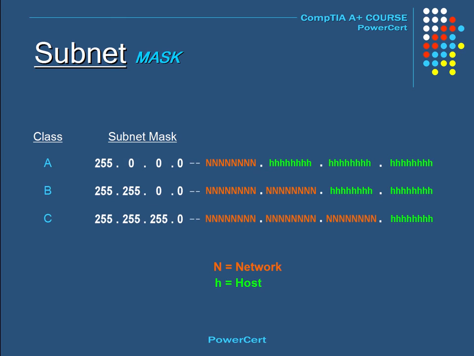Here is a chart of the default subnet masks for a class A, B, and C IP addresses. Notice the change of the locations of the network and host portions between them. You should memorize these default subnet mask classes.